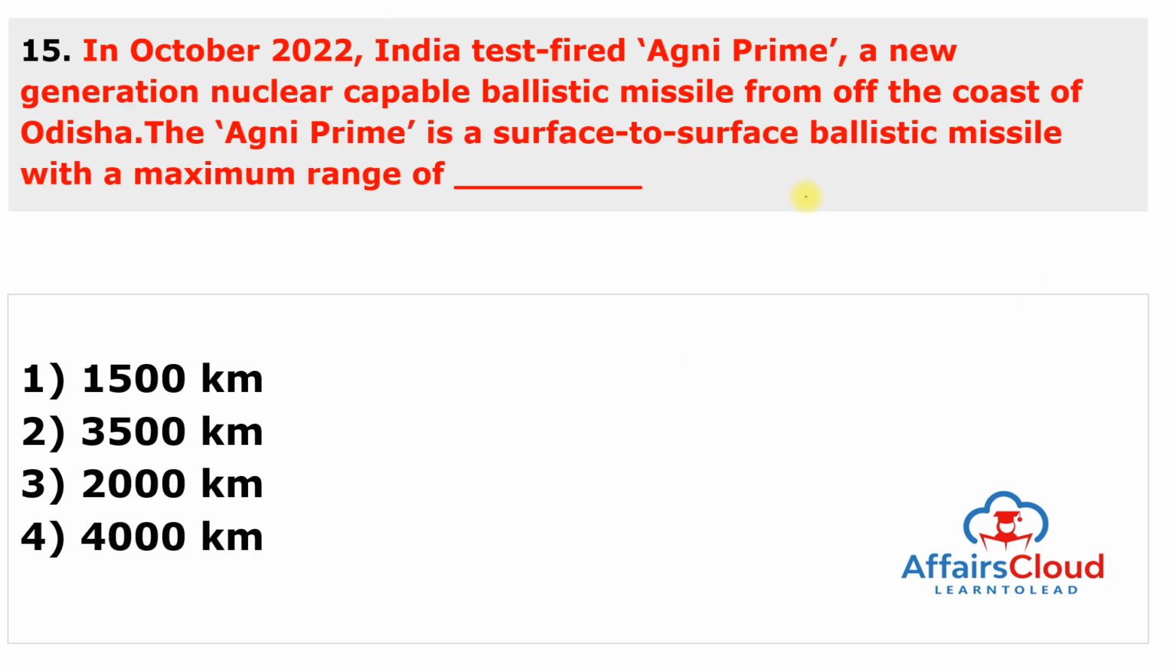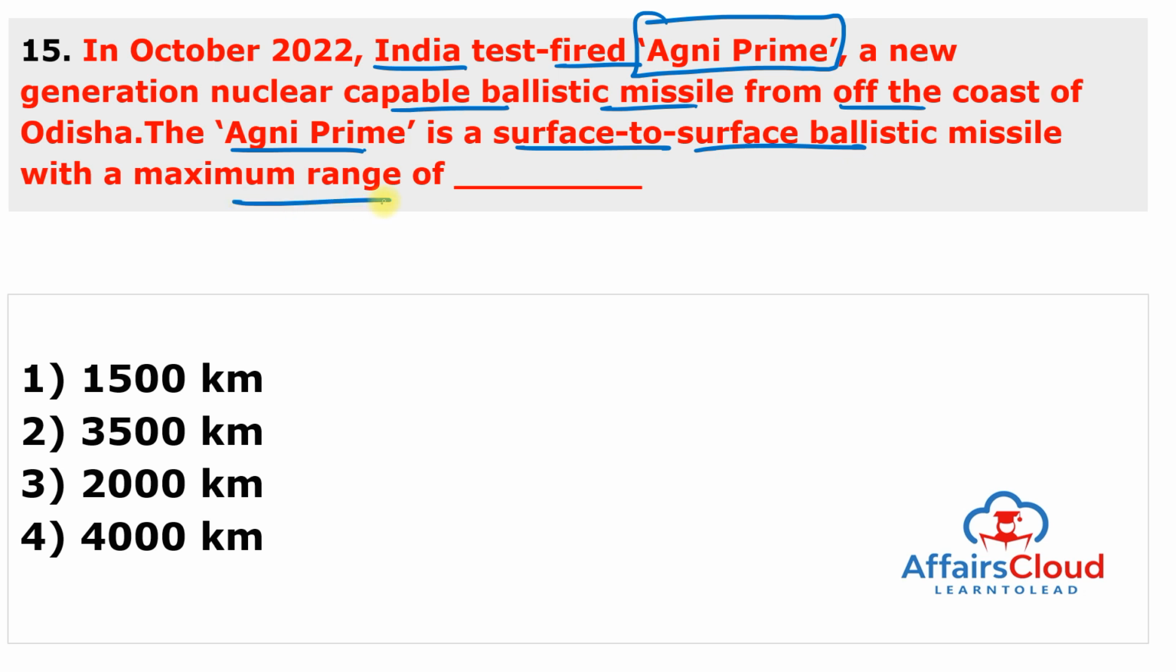Moving to next question. In October 2022, India test fired Agni Prime, a new generation nuclear capable ballistic missile from off the coast of Odisha. And the Agni Prime is a surface to surface ballistic missile with a maximum range of 2000 km. Answer of this question is 3.